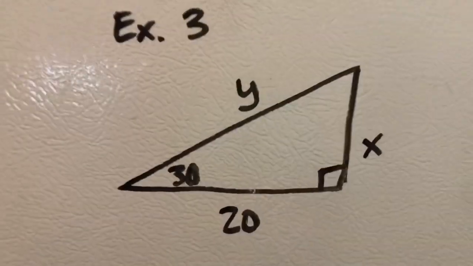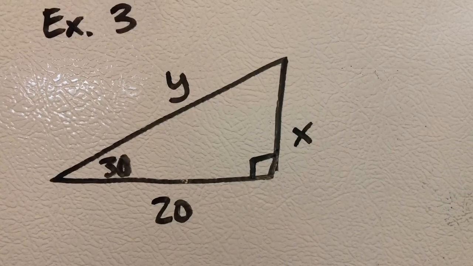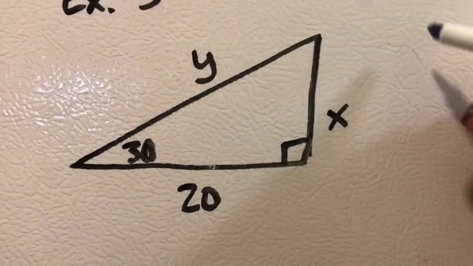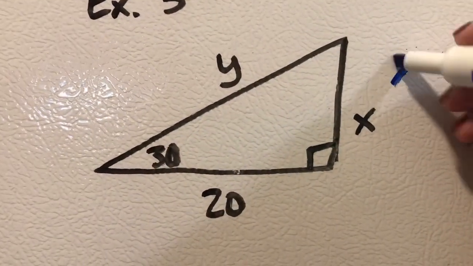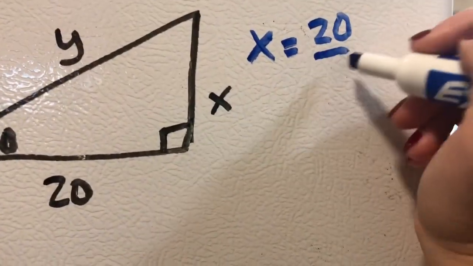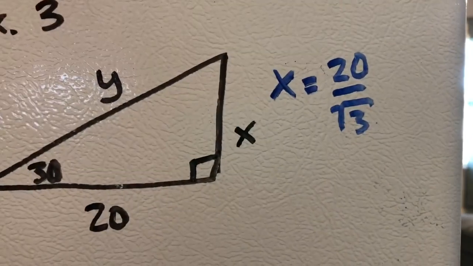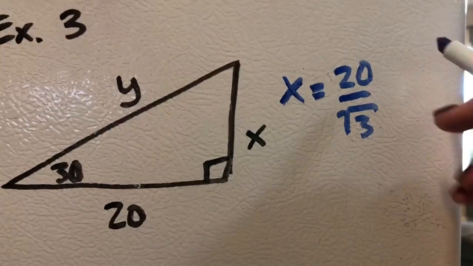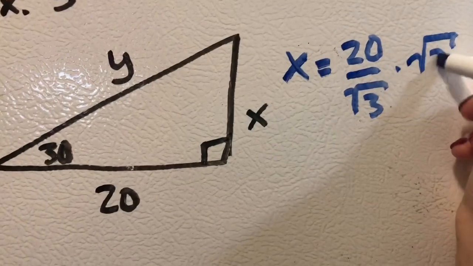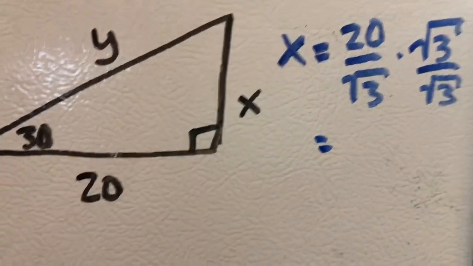So in my example 3, if I'm going from long leg to short leg, I am going to be dividing by radical 3. So I've got my 20 divided by radical 3. And then this is what we practiced earlier. I've got to simplify, so I'm going to multiply by my radical 3 over radical 3. Anytime we've got that radical in the denominator, we've got to simplify it.